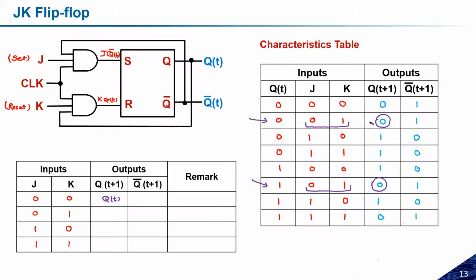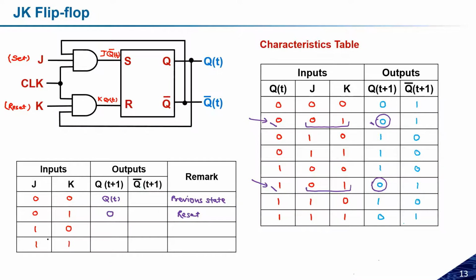It simply indicates that we are resetting the output. It does not matter what the Qt was before, either 0 or 1. If J and K are equal to 0 and 1, then Qt plus 1 is going to be 0. So we will get 0 in both cases. Here the remark is that it will hold the previous state, and here it is going to reset the output. So the reset will be there.